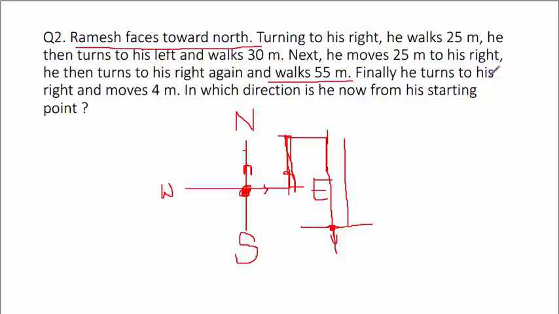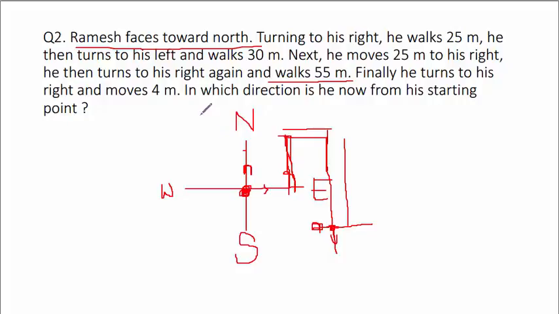So from the question, he turns to his right and moves 4 meters. So this distance will be 4 meters. And from the question, what is this distance? This is your 25 meters. So I made this length a little larger. This will be your length of 4 meters. So from this to this, Ramesh moved towards his right 4 meters. Now this was your initial point and this is your final point.